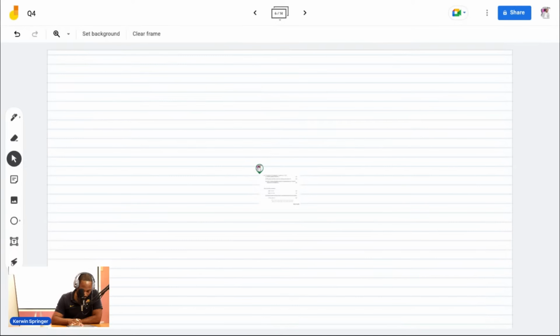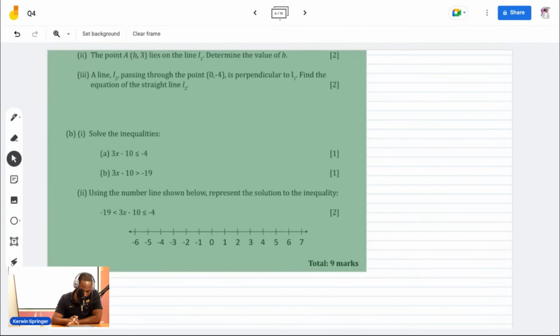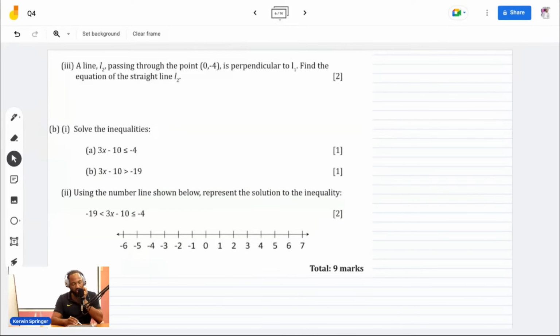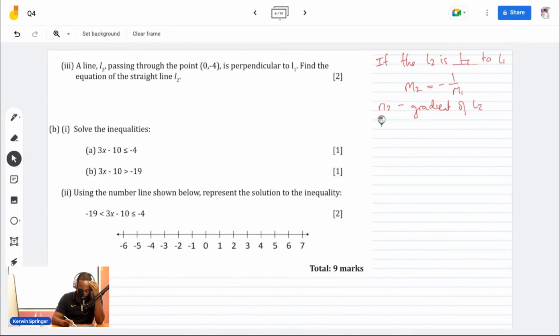A line L2 passing through the point is perpendicular to L1. Find the equation of the line. So strong coordinate geometry stuff here. Well, if the line is perpendicular, how are the gradients related? If L2 is perpendicular to L1, there's a relationship that M2 has to be negative 1 over M1, where M2 is the gradient of L2 and M1 is the gradient of L1.